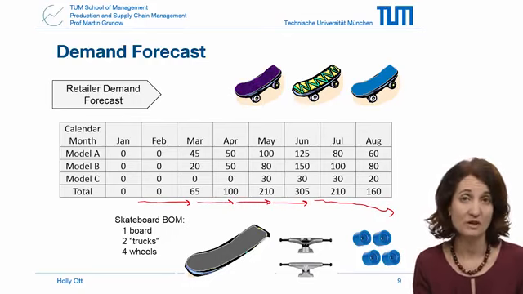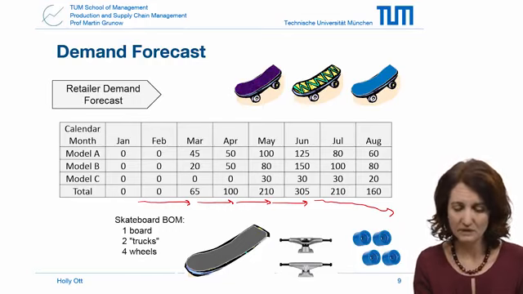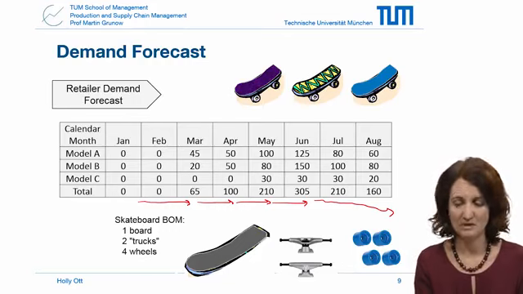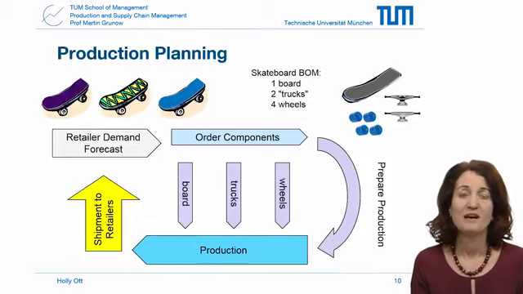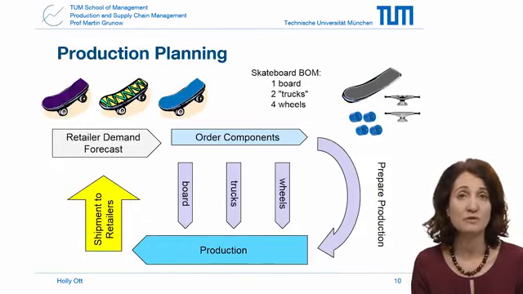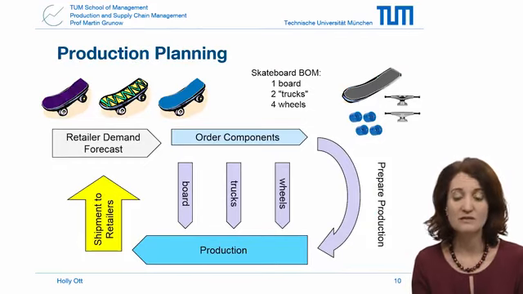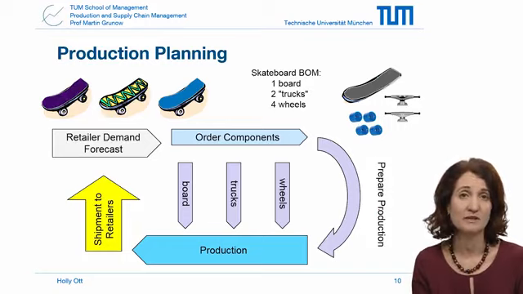Customer forecast generally will cover a period of time. Here we see it for the entire season. And we need to order our bill of materials in time to produce the skateboards so that they're ready to be shipped according to the forecast. At least the forecast is the best information we have at the current time.